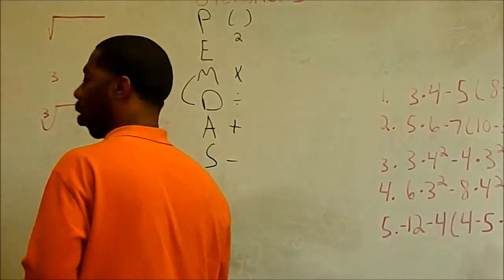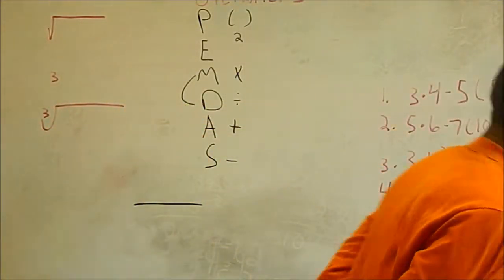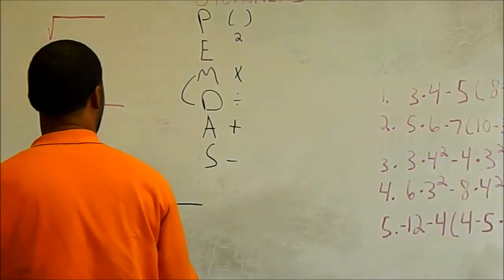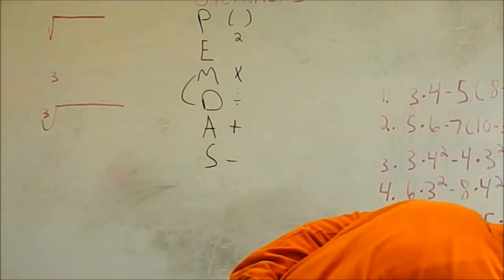Can we try number 6? Because there's 2 parentheses. Okay, let's do number 6. Now everybody's okay.